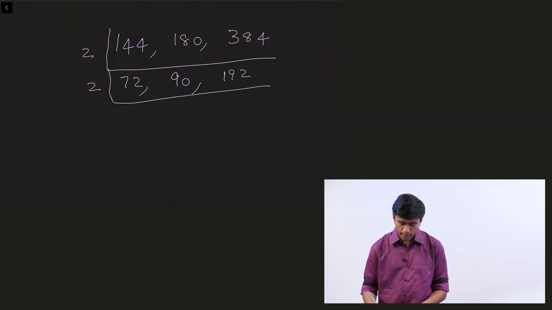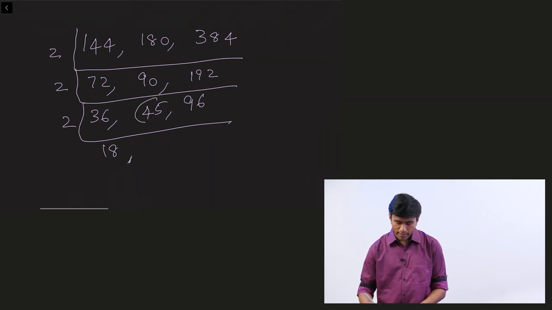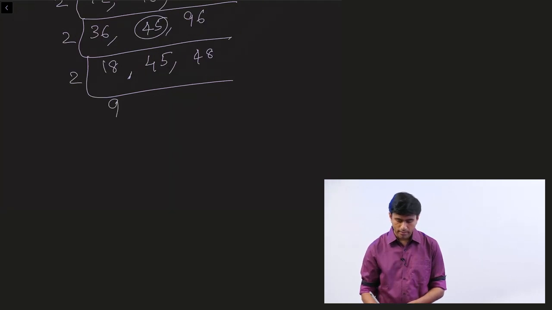2, 36, 245 is 90, 296 is 192. Let's take 2, 18 here. 45 is not divisible by 2, so it is brought down as it is. 2, 4, 0, 2. 2 9s, 45 again is brought down as it is because it is not divisible by 2. 2, 2, 4s.